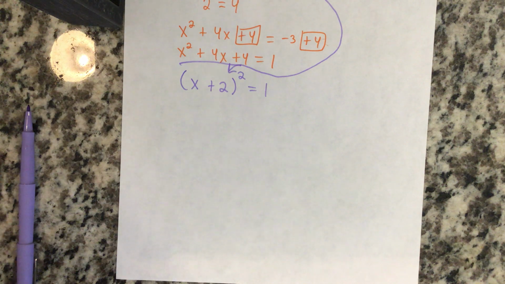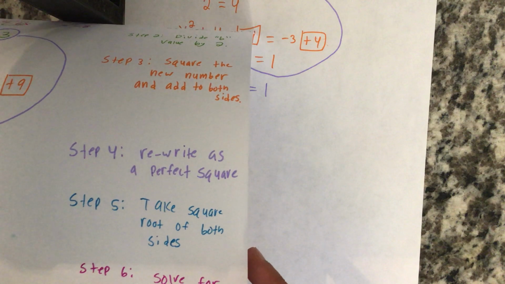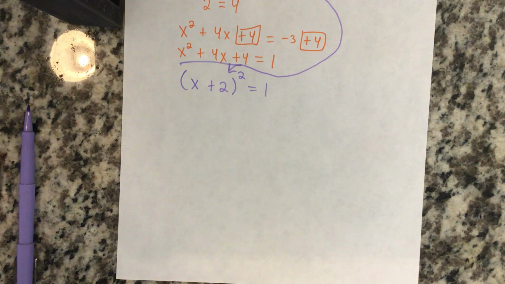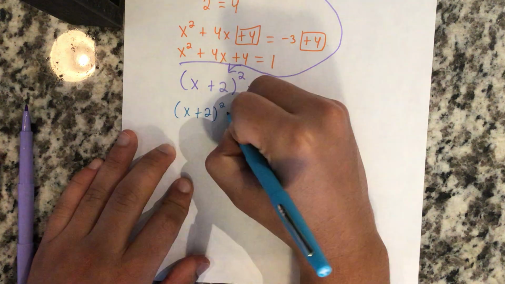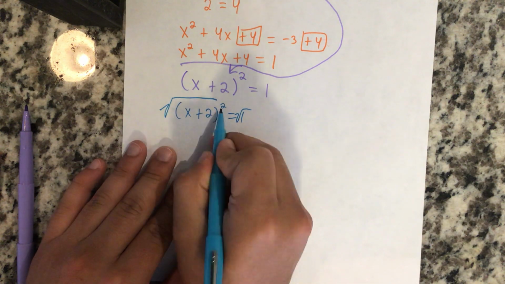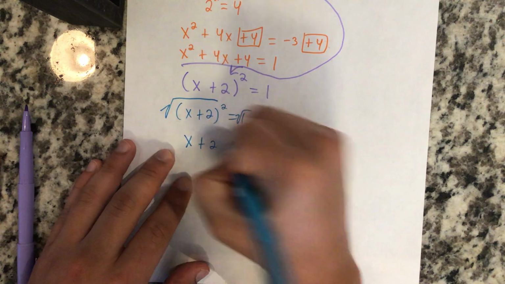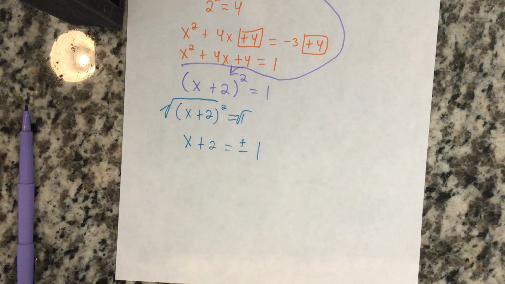Step 5. I want to take the square root of both sides. So let me rewrite it so we can take the square root. So I have x plus 2 squared equals 1. So let's take the square root of both sides. The square root of squared cancels, leaving x plus 2. The square root of 1 goes to plus or minus 1. Okay? Plus or minus 1. Hopefully we're okay with that. And that is step 5. We are done with that step.